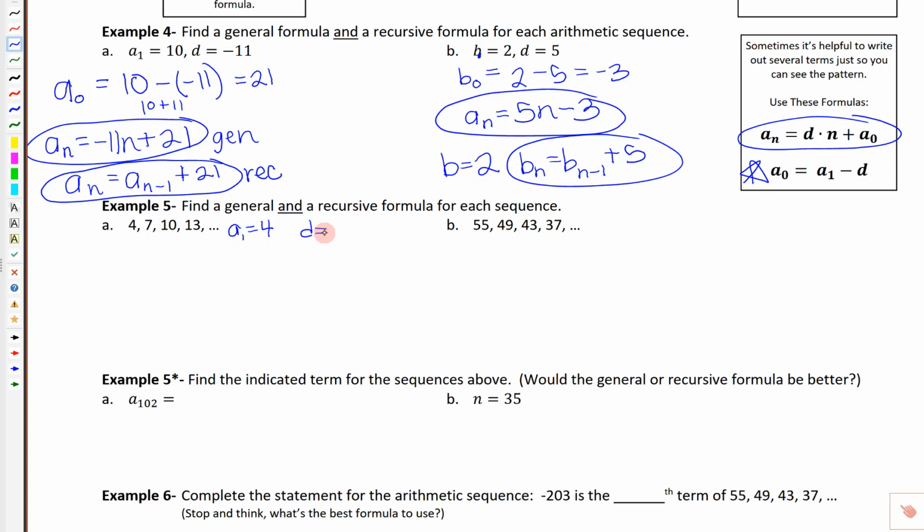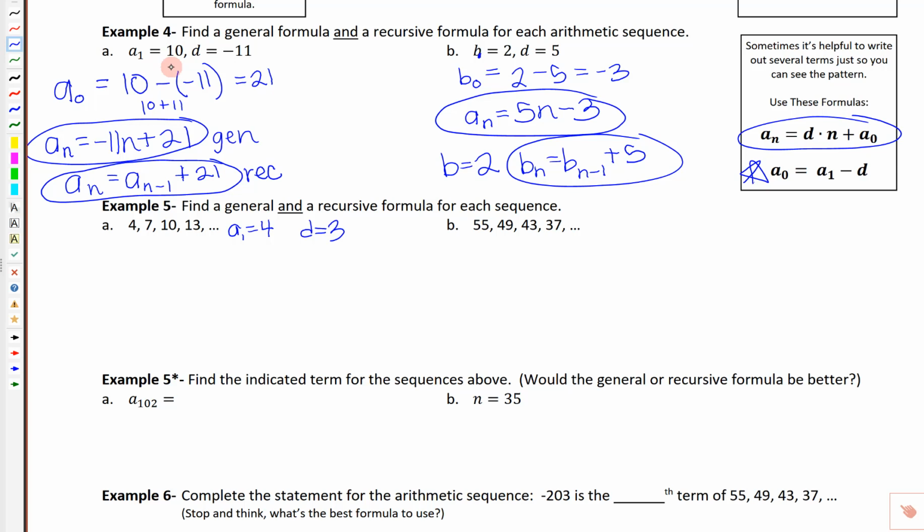once again, most of us can probably look at this and figure out the difference, but remember, if you're ever struggling, take the second term, 7, and minus the first term. 7 minus 4 is 3, which makes sense in our sequence. 4 plus 3 is 7, plus 3 is 10, plus 3 is 13. Okay, so now we have those same bits of information that they gave us up there. We just had to get it from the sequence that was given to us.